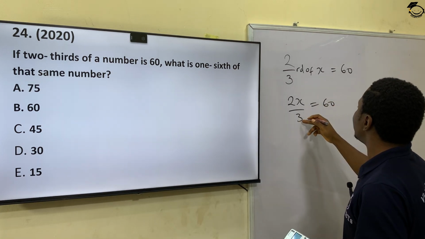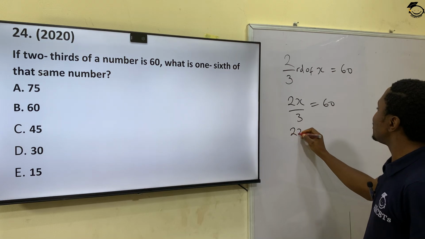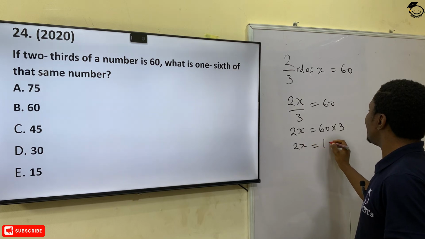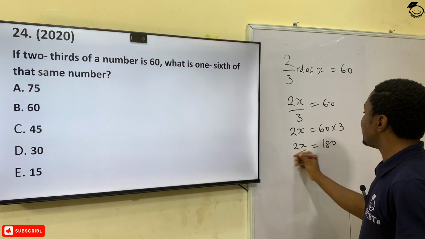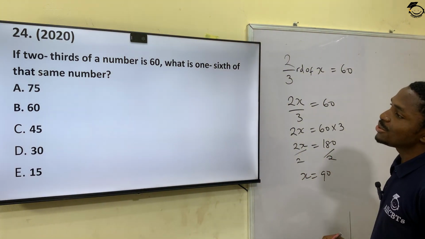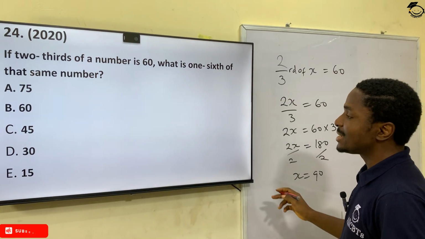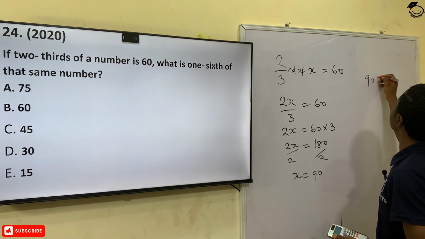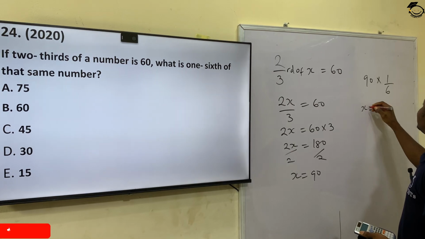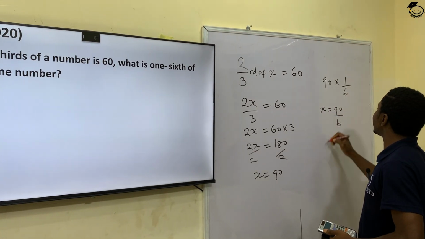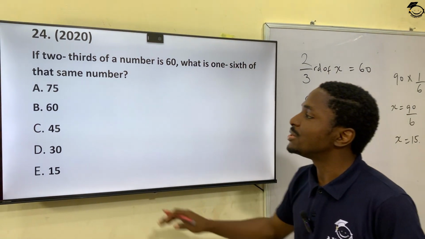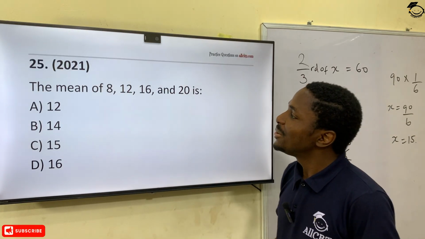Alright, so we multiply 60 by 3. So 2x will be 60 times 3. So 2x will be what? 180. So you divide both sides by 2. So x will be 90. So that number is 90. Now what is 1/6 of that number? So 90 times 1/6. So x will be what? 90/6. And by the time you divide it, x will be 15. That's option E.